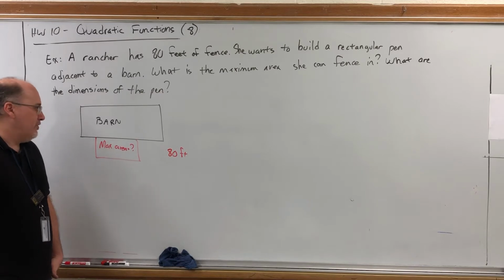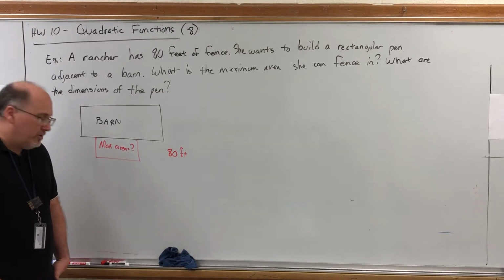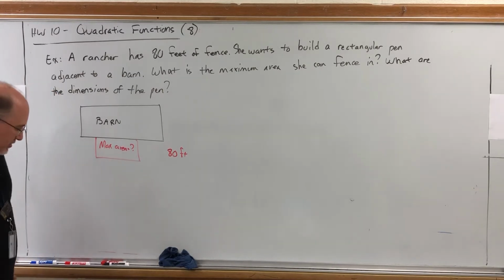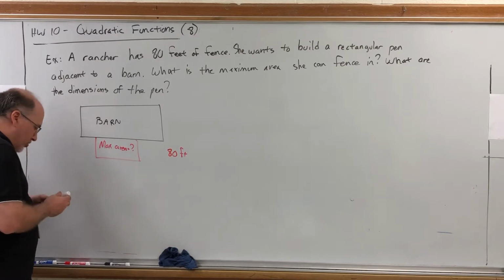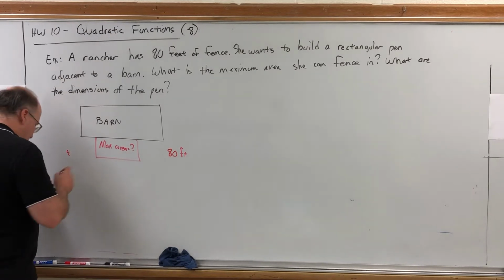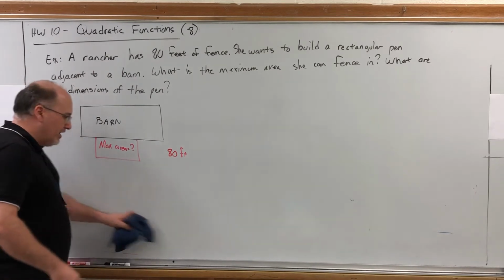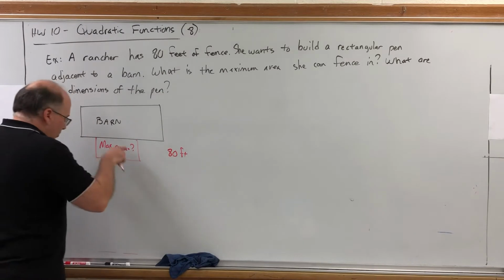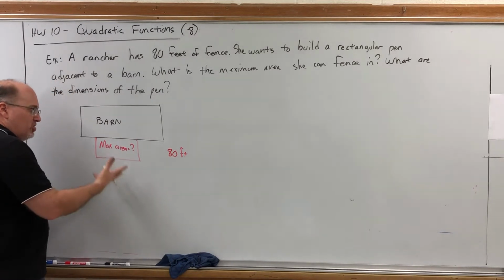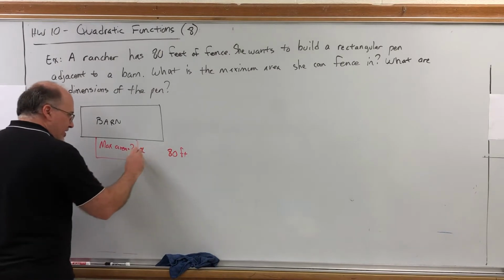I don't know the value of this maximum area. I don't know what the dimensions of the pen are. So I need to start by calling something some variable. In your homework, you're lucky because they already have a picture drawn and labeled for you. But in real life math, you gotta label it yourself and draw it yourself. So I need to call some dimension of this rectangle a variable. I'm just going to call this side over here x.